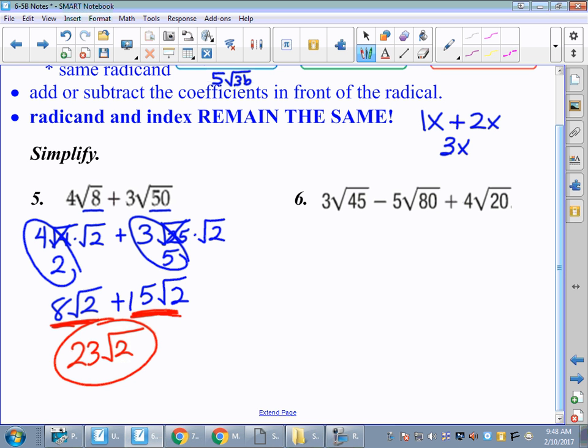You add or subtract the outside numbers. Let's look at number 6. So number 6, 45, 80, and 20 all can be broken down into a perfect and a non-perfect. So I'm going to go right down the line and do that first.